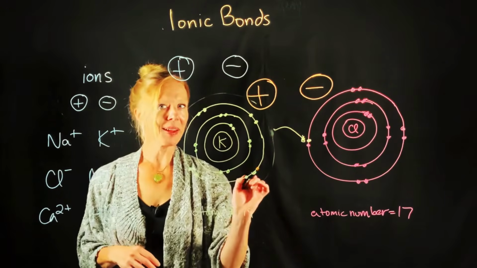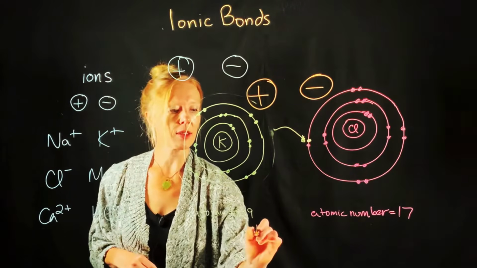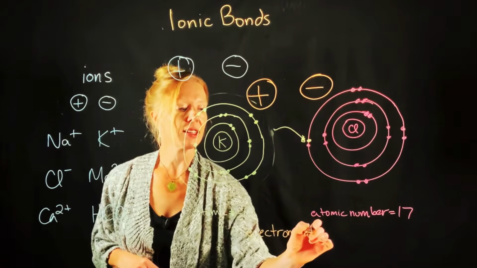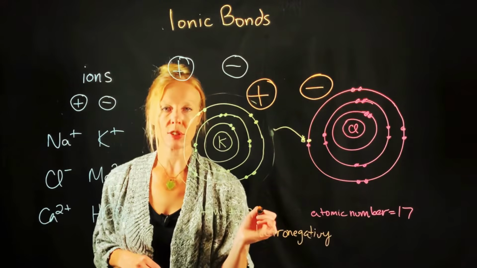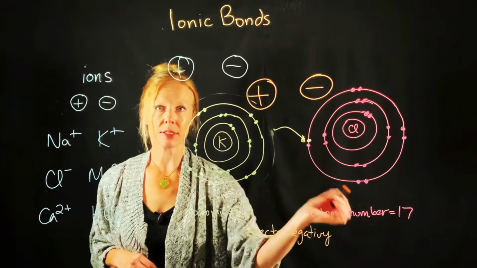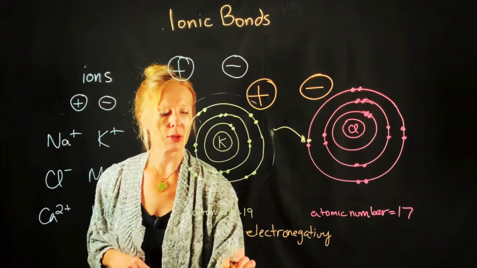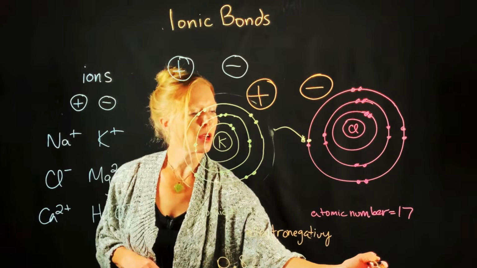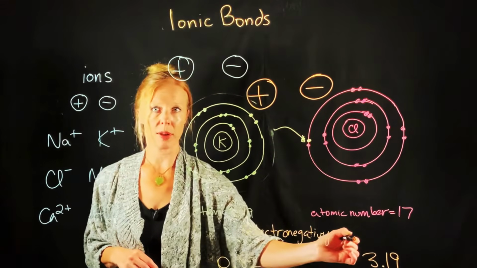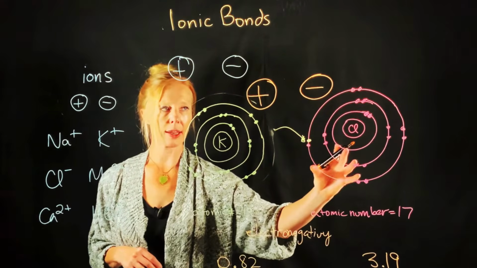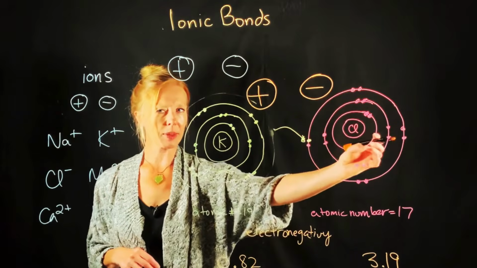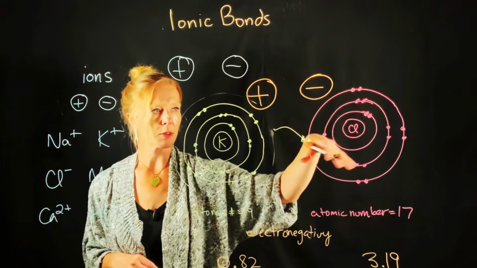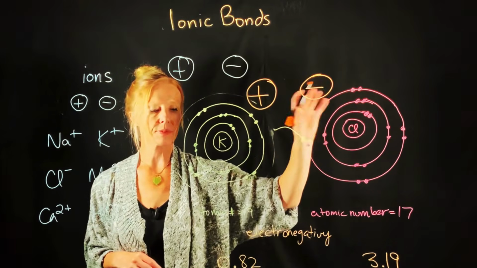And by the way, once again, this is based on electronegativity. Remember electronegativity? That's the affinity of an atom for electrons. And there's a big difference in electronegativity between these two. Potassium has 0.82 electronegativity. Chlorine has 3.19. So it is so much better at taking electrons that it's actually pretty much going to take it all the way. And that will become sort of a permanent feature of the chloride ion.